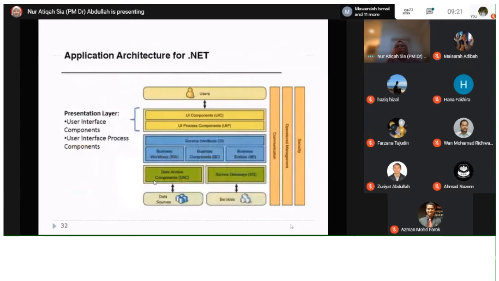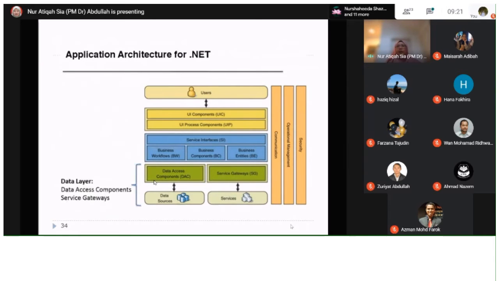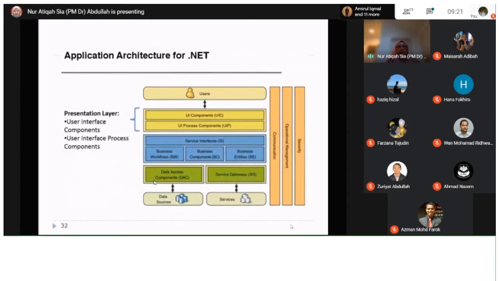Contoh untuk .NET. Ini adalah application architecture untuk .NET di mana kita ada presentation layer, ada UI, user interface layer. So dia ada business layer, core business layer, apa function dia yang ada. And then dia ada database layer, and then dia ada foundation services. Dia boleh lukis kat tepi tu, foundation services untuk non-functional, in terms of security, operational management, communication. So that is non-functional. But this is the major layer yang ada.